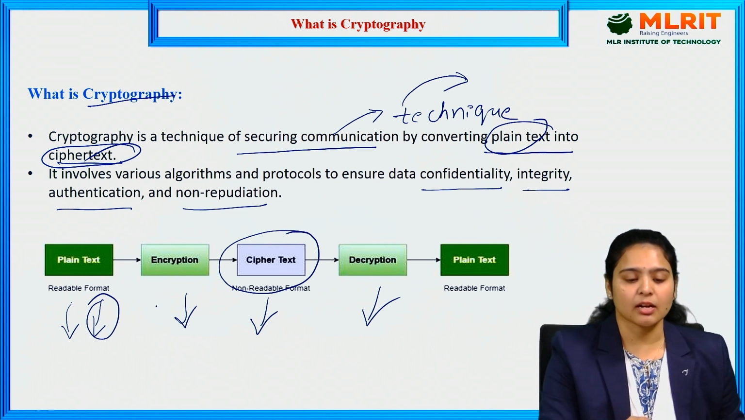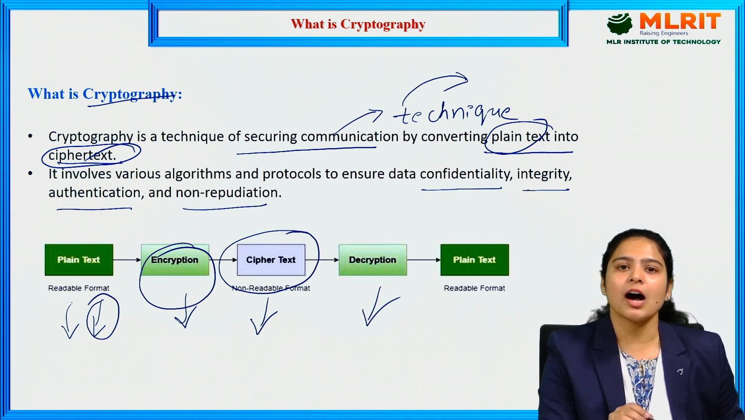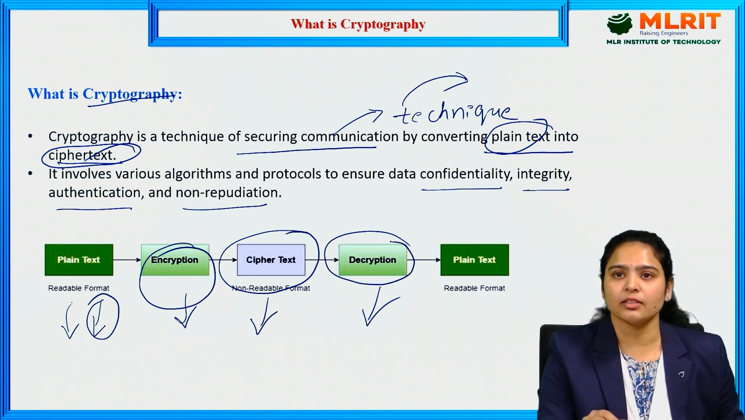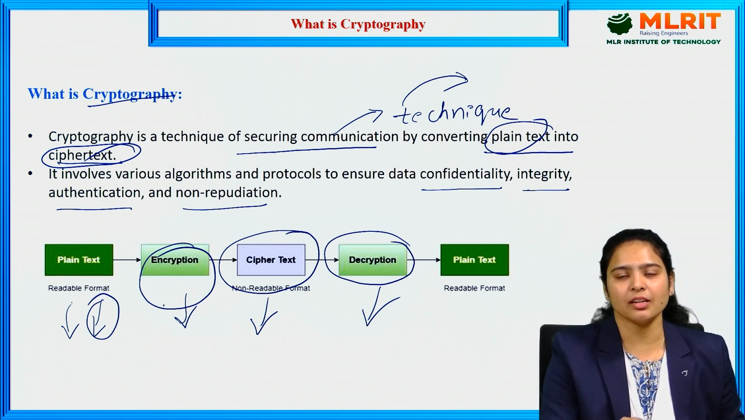Next comes the encryption process. Encryption is a process of cryptography converting plain text to ciphertext, that is, a readable format to an unreadable format. Next, decryption. Decryption is the process of converting the unreadable format back to the readable format. That is the plain text, ciphertext, encryption and decryption process.